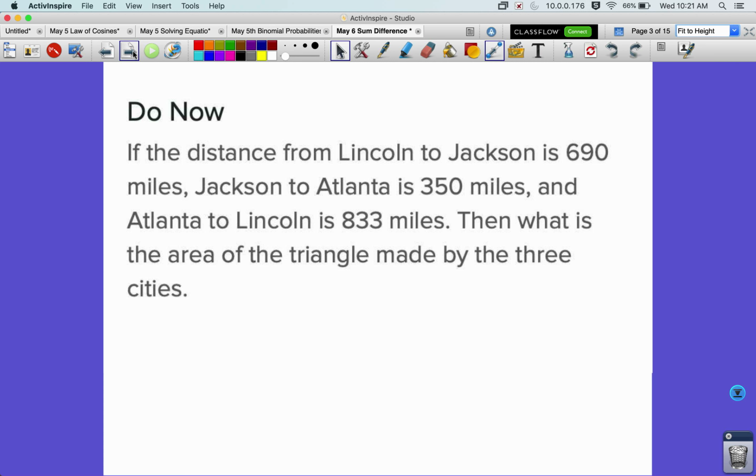Let's go ahead and get started with this problem here. Hopefully you got your notes out. You put today's date at the top. Go ahead and try to draw out this situation.